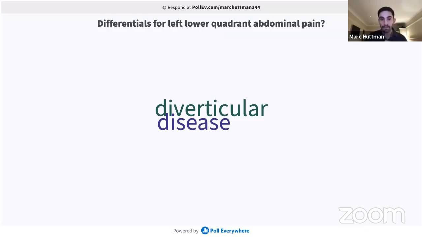So before we go any further, I'd like to offer you guys a chance for a bit of interactivity. I'd like you to tell me the differentials for left lower quadrant abdominal pain. I won't wait here for all your answers. We'll come back to this. But for now, I'll write down the link. If you can see it, then great, but I'll write it in the chat as well. Oh, you can see it. Great. So if you go to that link and start typing in differentials for left lower quadrant abdominal pain, we'll go through them at the end.